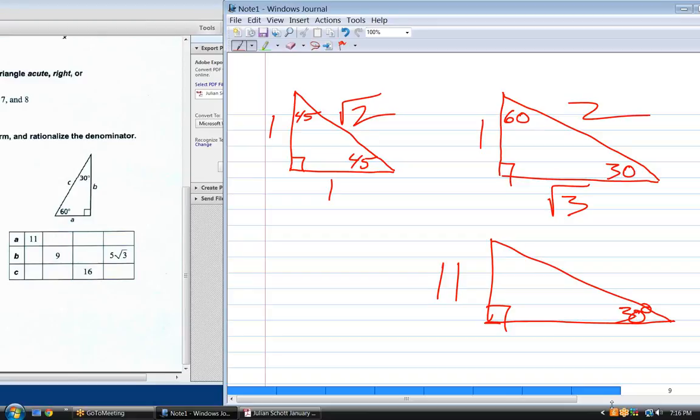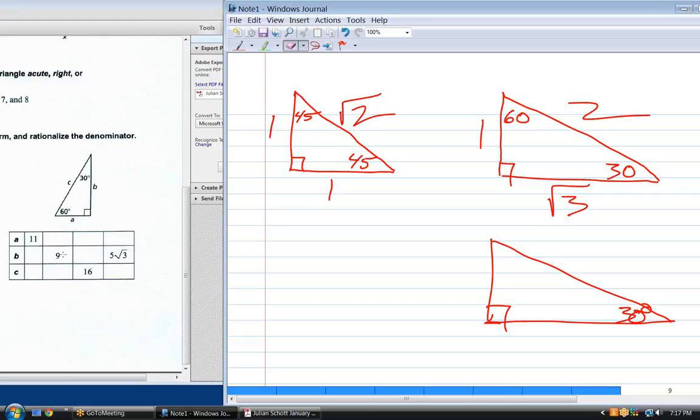What's the similarity ratio? 11 to 1. Okay, what does that make the hypotenuse? 22. What does that make this side here? 11 root 3? You got it. Okay. Now, so that's B and C. We did that column.